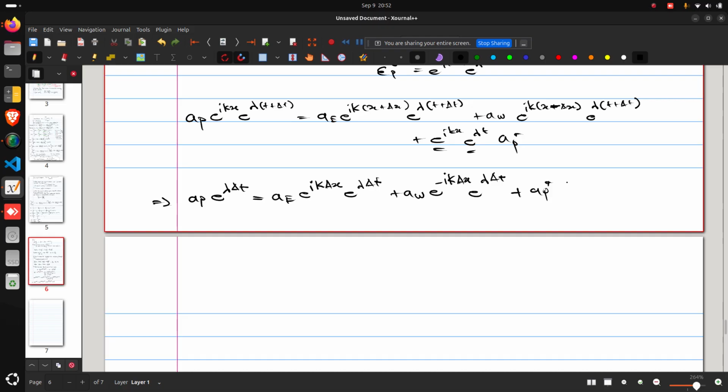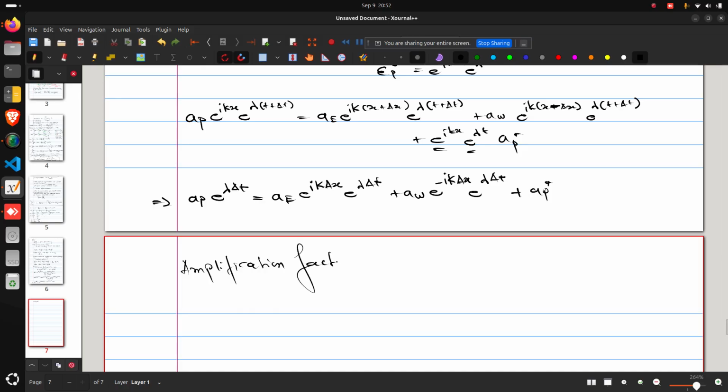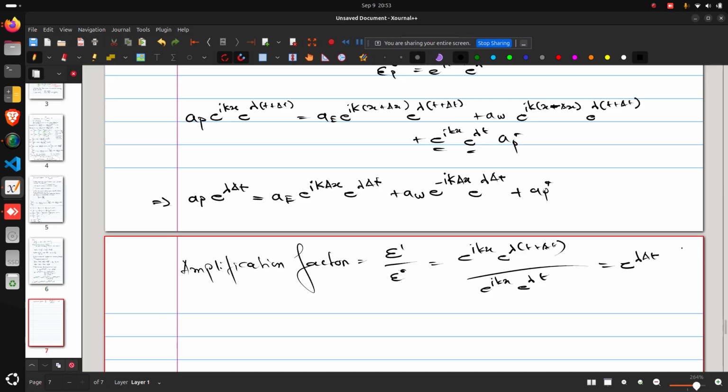Now the amplification factor that we had, what is that actually? So the amplification factor is nothing but epsilon 1 over epsilon naught. Okay, it is nothing but e to the power i k x e to the power lambda (t plus delta t) divided by e to the power i k x e to the power lambda t, which is nothing but e to the power lambda delta t. Okay, we will write it as g.